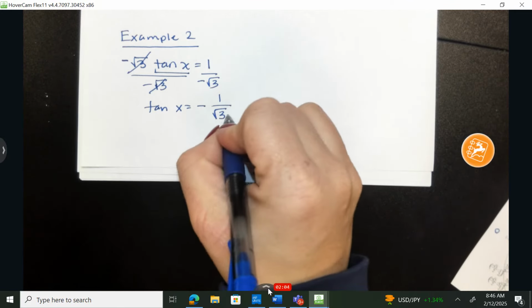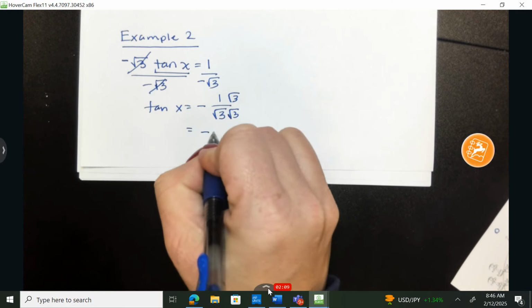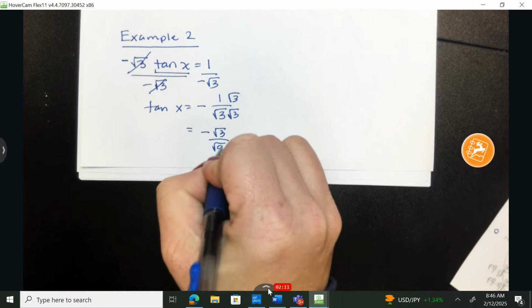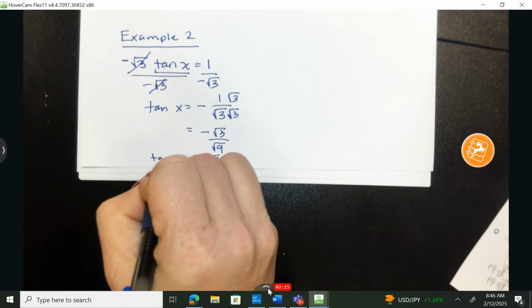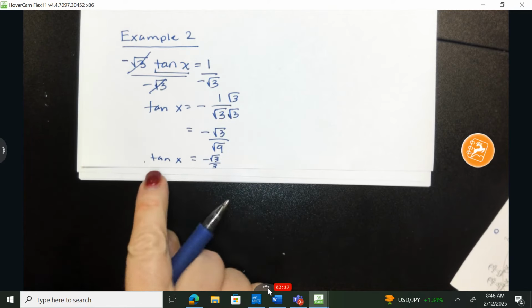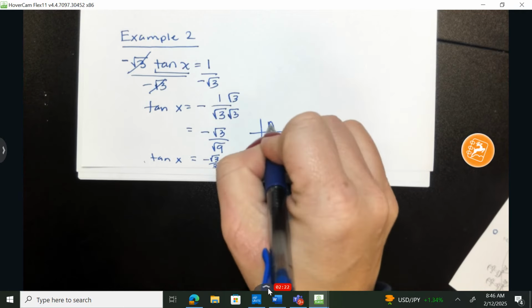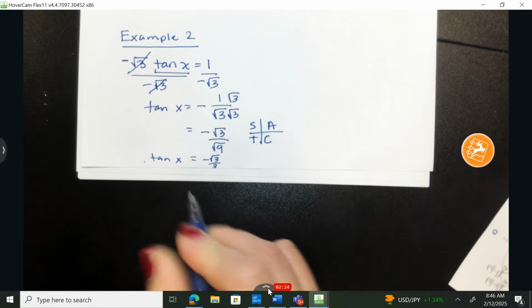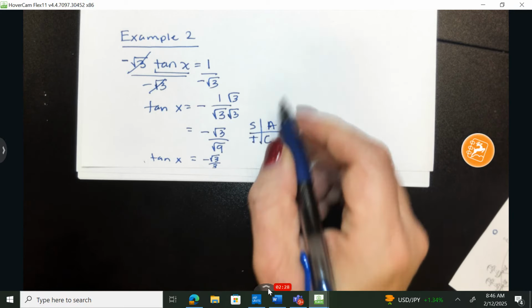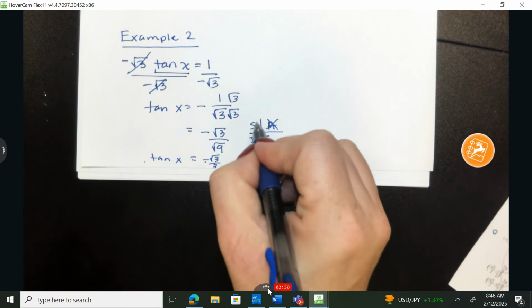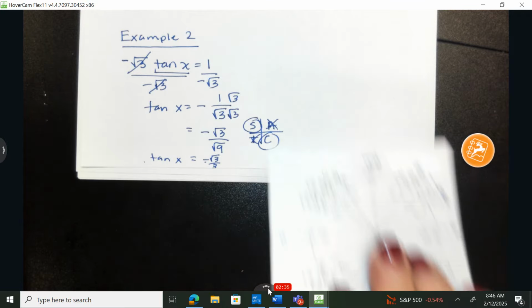And so I'm going to multiply both the top and the bottom by the square root of 3. I have negative square root of 3 over the square root of 9. And I know the square root of 9 is equivalent to 3. So I'm going to go back and find where the tangent is equal to negative radical 3 over 3. Keep in mind, all-star trig class tells me that tangents are positive in quadrants 1 and 3. I want to know where the tangent is negative. So I'm looking into quadrant 2 and quadrant 4 at this time.